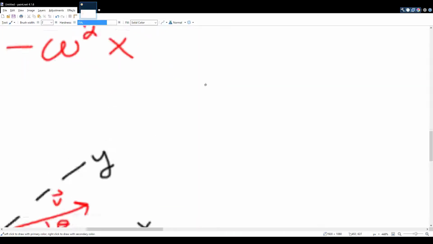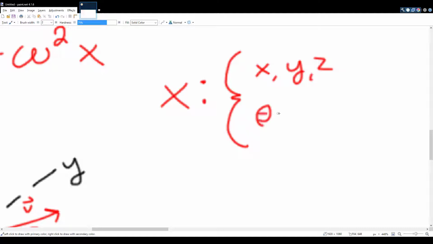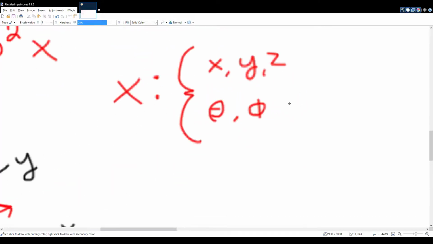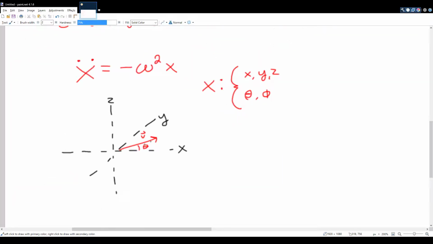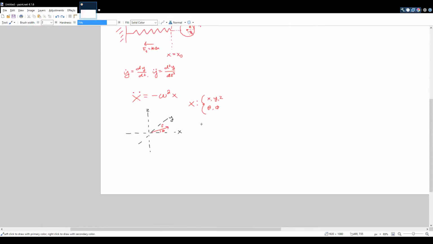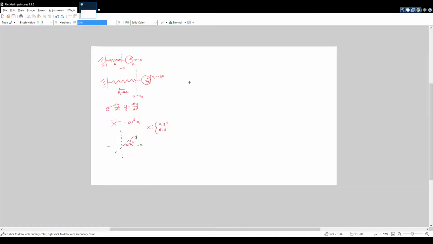So this x can be an x, it could be a y, it could be a z, it could be a theta, a phi. If you haven't seen phi before, don't worry about it. Phi would either be the angle between the z and the y-axis right here, or the z and the x-axis right here, really depending on who you ask, whether you're asking a mathematician or a physicist. But if you haven't seen phi before, really don't worry about it.